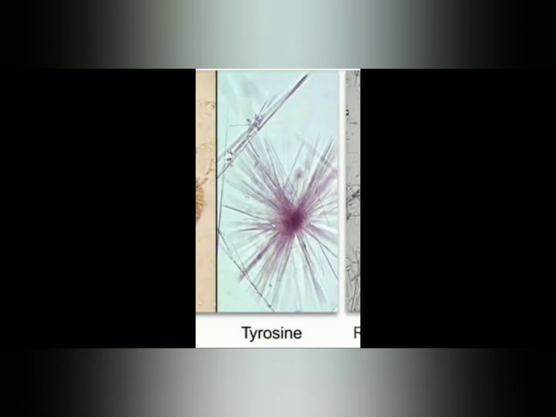Now we will see tyrosine crystals in urine. The structure of tyrosine crystals in urine: they are needle shaped and colorless. You can see in this picture, friends. Causes of tyrosine crystals in urine are the following: liver diseases, tyrosinemia.